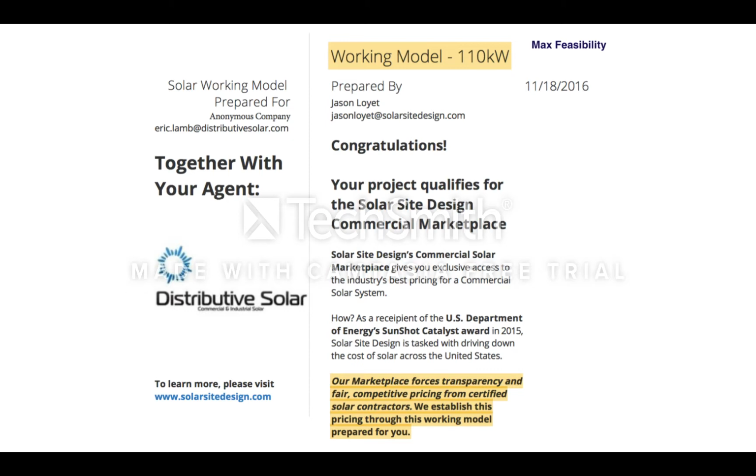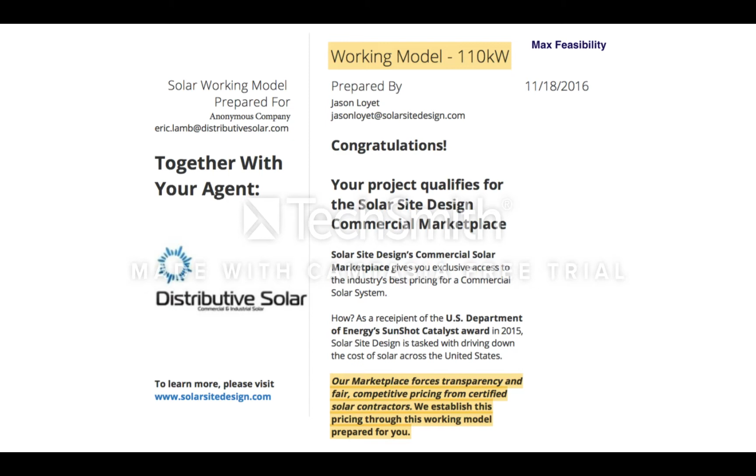This example right here is a working model for a 110 kilowatt system, and what we are presenting here is the max feasibility. When you give us an address of a property, this is what we'll be able to produce for them. We are going to put as much solar on that roof as we can to see how much potential there is.